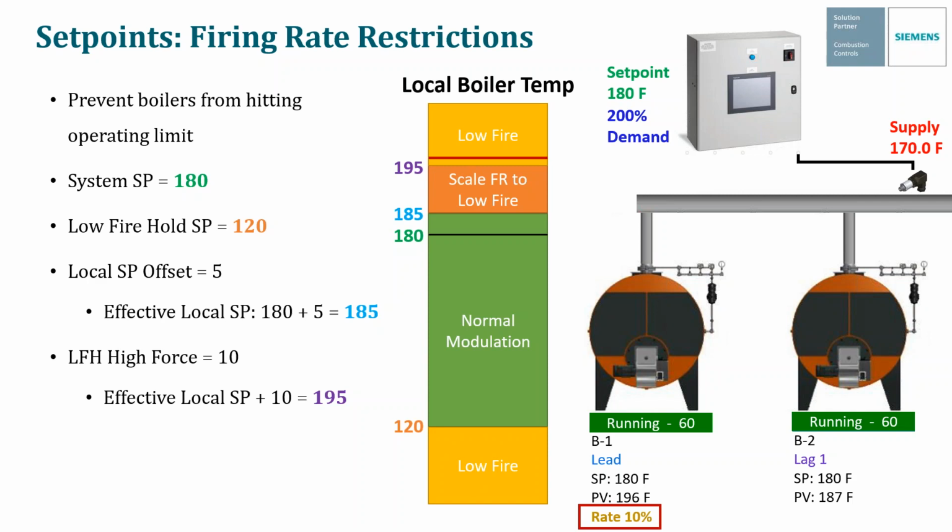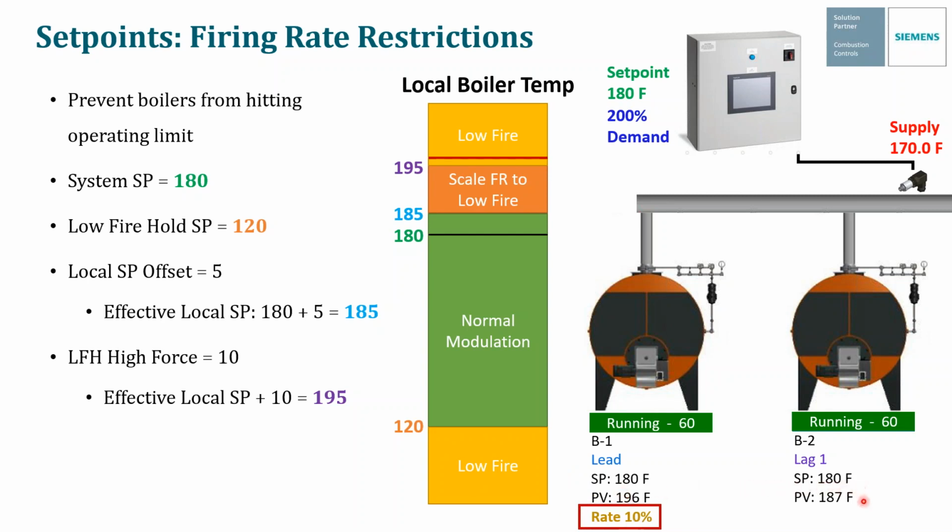So in the example of our boiler 1 here, you'll notice that our process variable is at 196 degrees Fahrenheit. So that's right here where this red line is in place on this chart, okay? So since we're in the low fire zone, our firing rate's at low fire. So we're assuming that these boilers are a 10-to-1 turndown boiler. So the firing rate of boiler 1 will be 10% when it's at 196 degrees Fahrenheit.